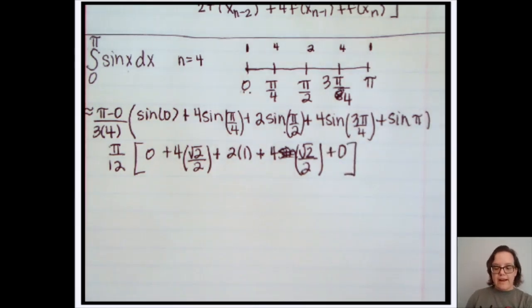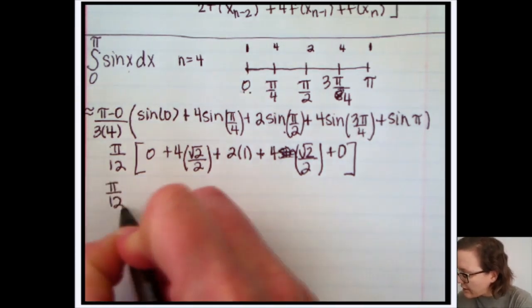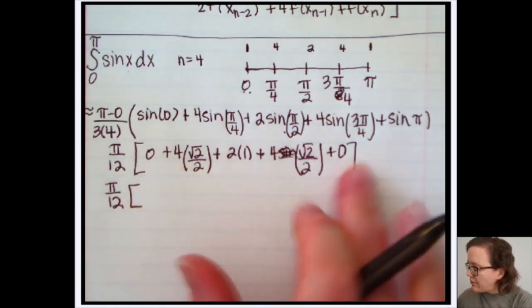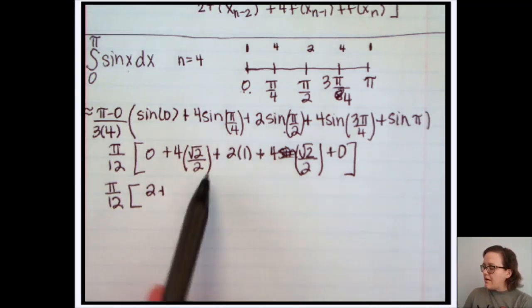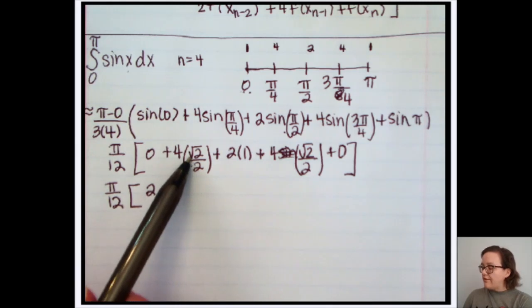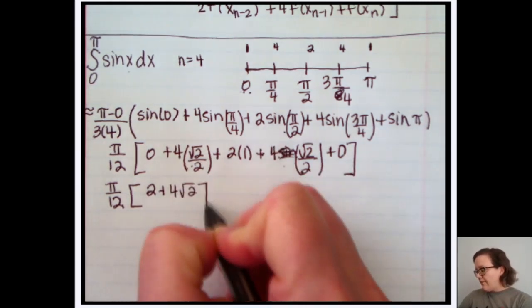Now, right now I can put it together a little bit more if I wanted to, or go ahead and go straight to your calculator. That's up to you. Okay, 0, 2, and 0, so I have 2 plus. And then here I have 4 over 2, so that's 2 root 2, and I have 2 root 2 here as well. So it looks like this is what I have.